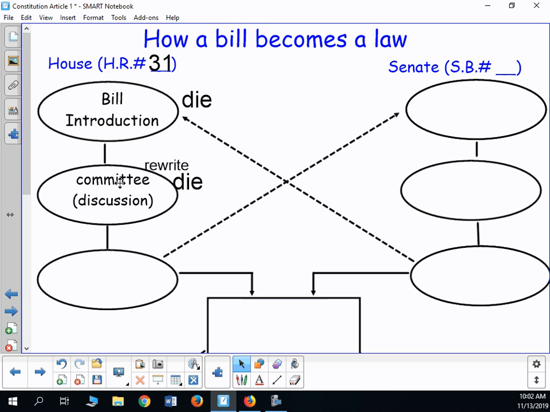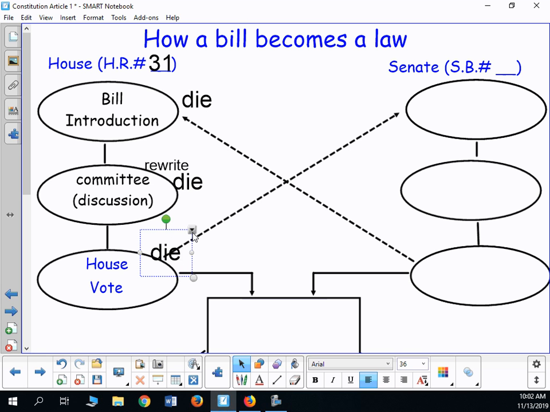Once they have decided that they want the bill to continue, they send it back to the House to vote. Once the House votes, if they like it, it goes to the Senate. If they don't like it, guess what? It can die. If it dies, that's the end of it. But should they decide that they like it, then it goes to the Senate.